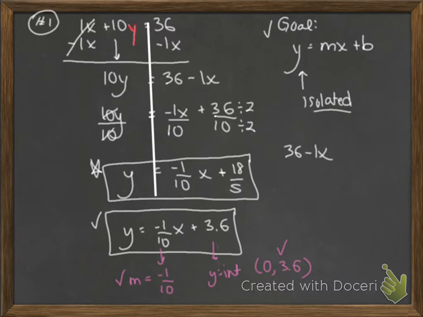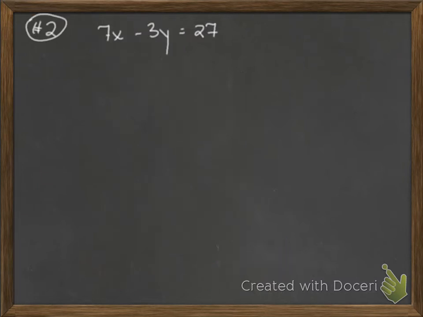All right, let's do another example. Here we have 7x minus 3y equals 27. Again, I like to always remember my goal. What am I trying to do?